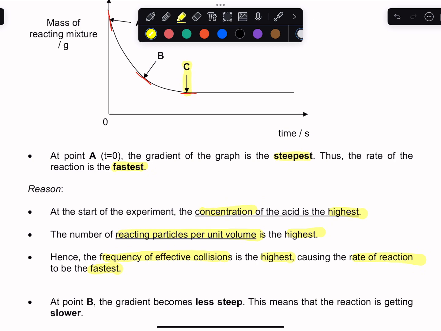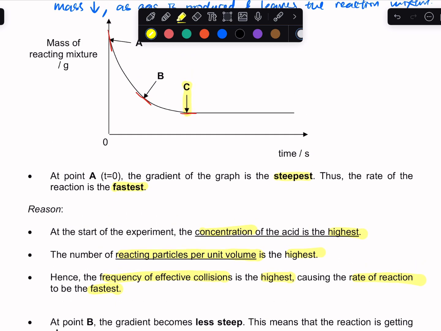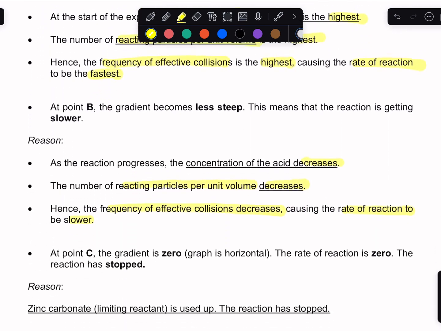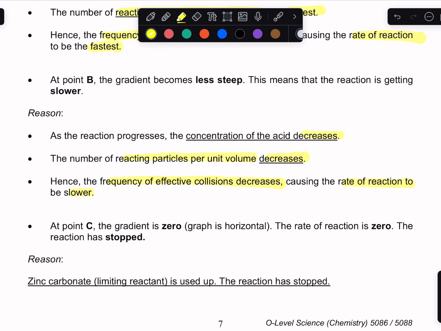Point C is always a point that you need to identify with any graph, the point at which the reaction stops. So, at point C, the gradient is 0 because the graph is horizontal. The reaction has stopped because your limiting reagent is used up.